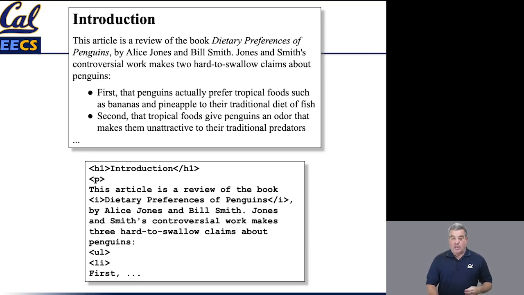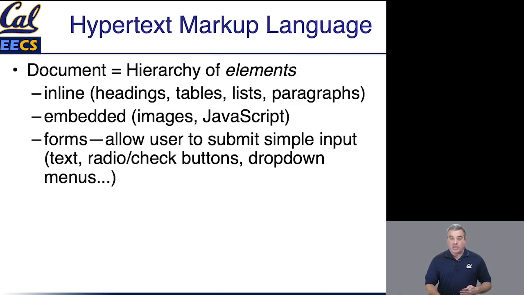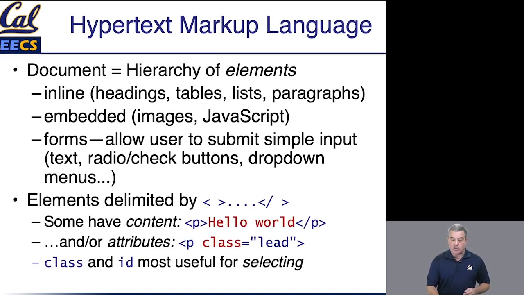If we want to make these elements look different or better, this is where CSS comes in. So hypertext markup language is what? It's a way to represent a document as a hierarchy of elements. And by the way, the top level of the document is itself a single element. And those elements can consist of text. They can consist of other resources like images or JavaScript embedded in the page, forms that the user can fill in and submit back to the server.